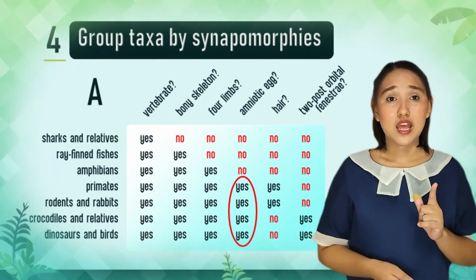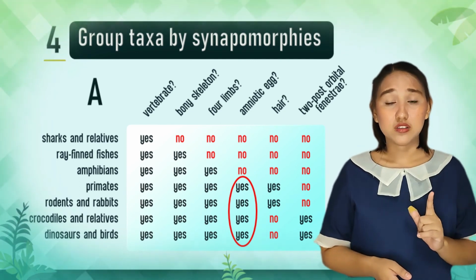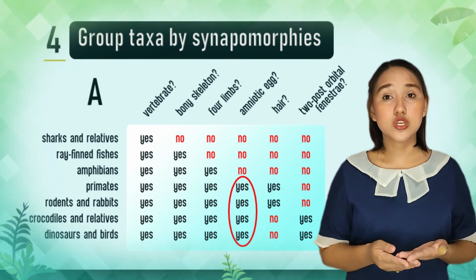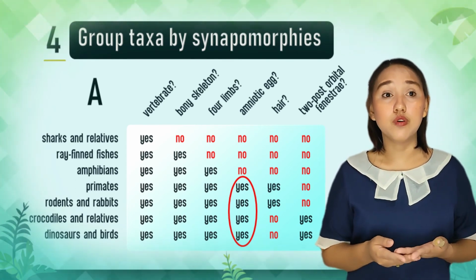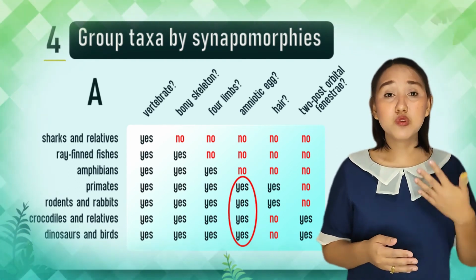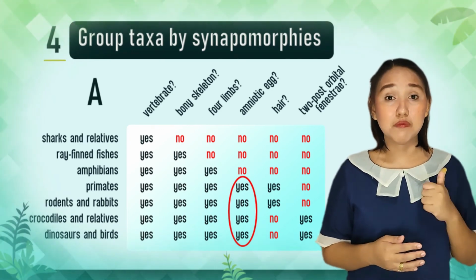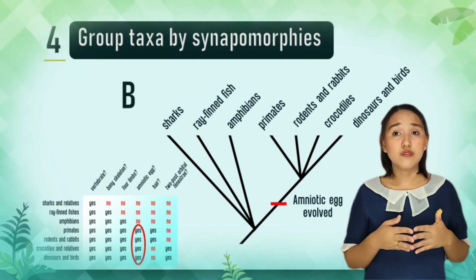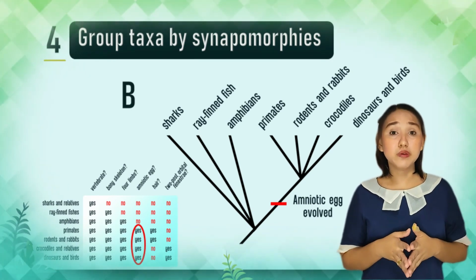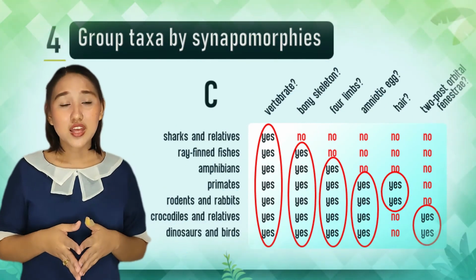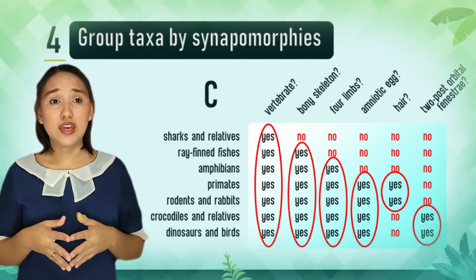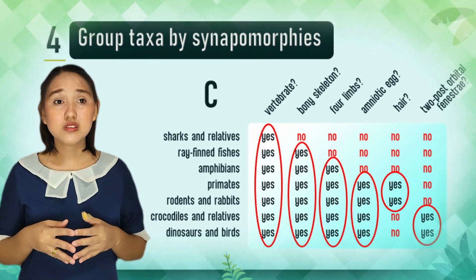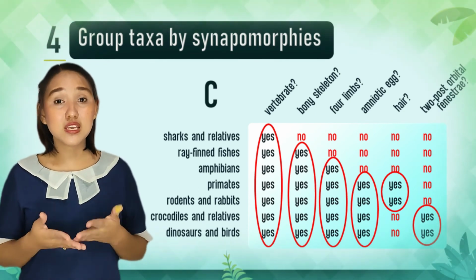We might start out by examining the egg character. We focus on one of the lineages that share the derived form of this character, an amniotic egg, as shown in Table A. We hypothesize that they form a clade, as shown in Figure B. Then we go through the whole table like this, grouping clades according to the derived characteristics as shown in Table C.